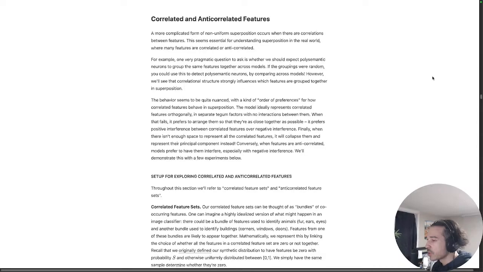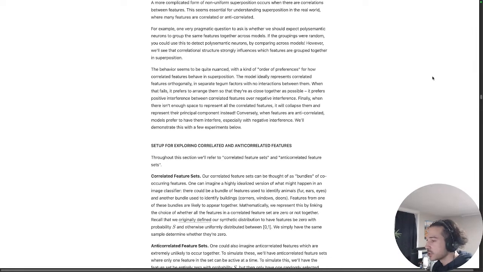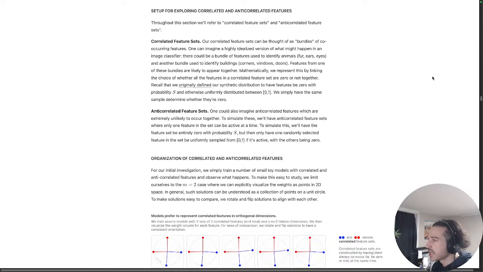Set up for exploring correlated and anti-correlated features. Throughout this section, we'll refer to correlated feature sets and anti-correlated feature sets. Correlated feature sets. Our correlated feature sets can be thought of as bundles of co-occurring features. One can imagine a highly idealized version of what might happen in an image classifier. There could be a bundle of features used to identify animals: fur, ears, eyes, and another bundle used to identify buildings: corners, windows, doors. Features from one of these bundles are likely to appear together.